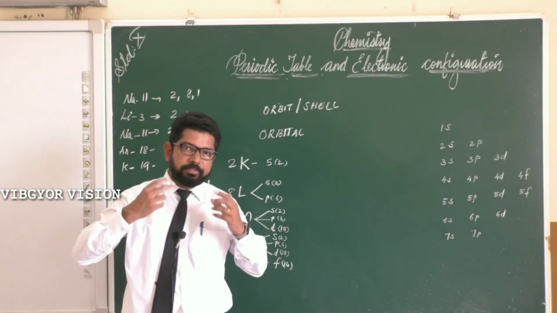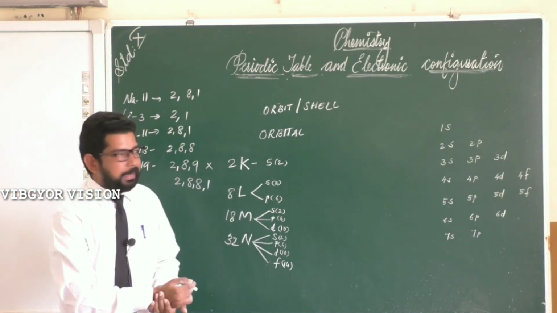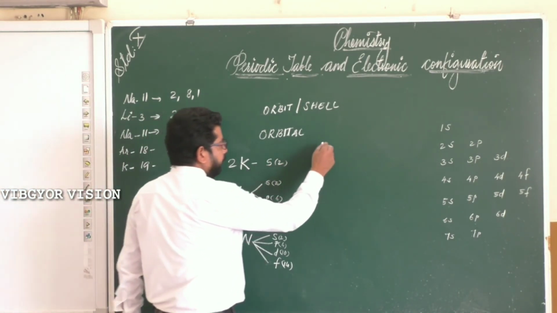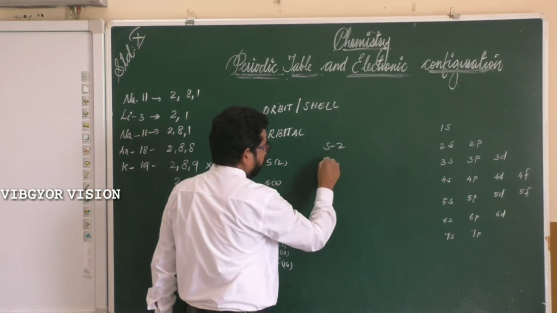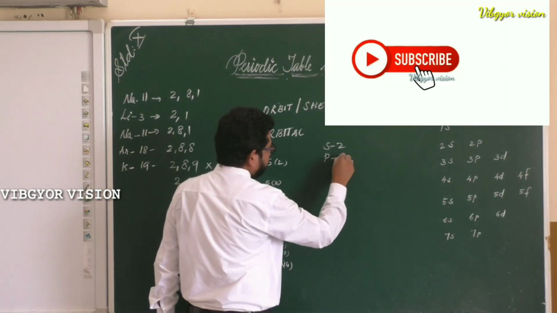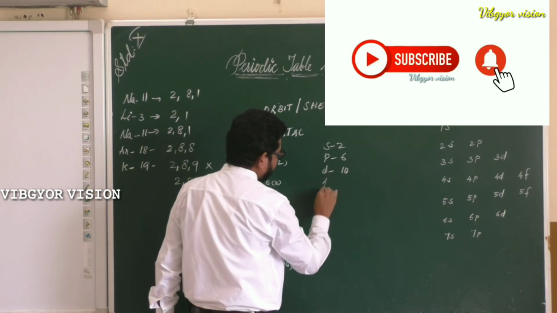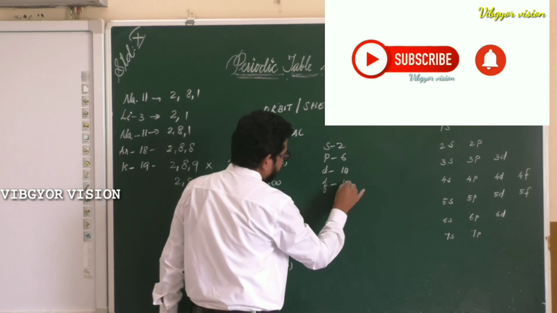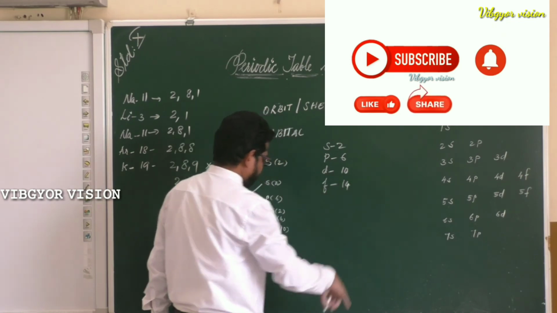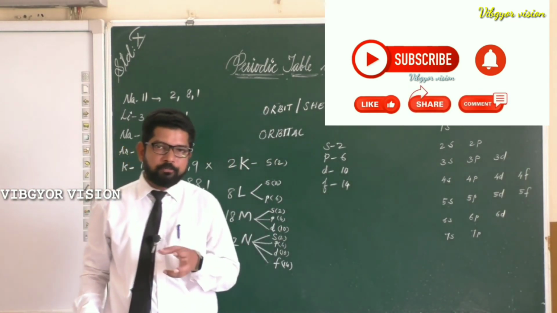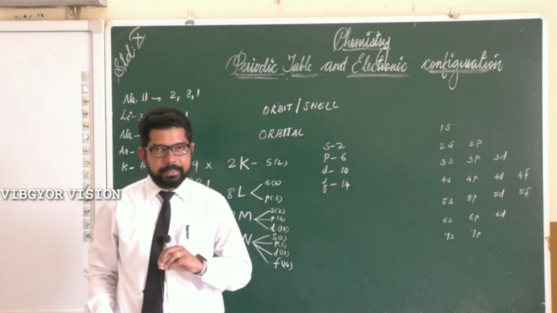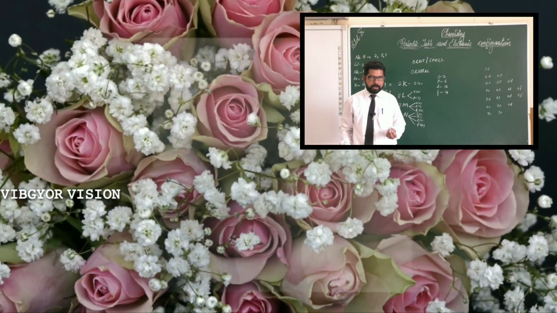So we know the maximum capacity of electrons that can be accommodated in each subshell. In s there will be 2 electrons, in p 6 electrons, in d 10 electrons, and in f 14 electrons. These are the maximum numbers of electrons that can be accommodated in the different subshells.